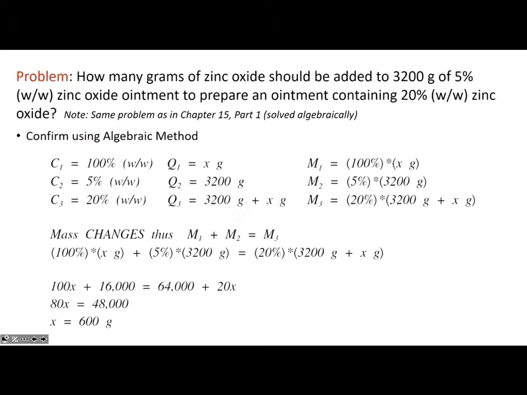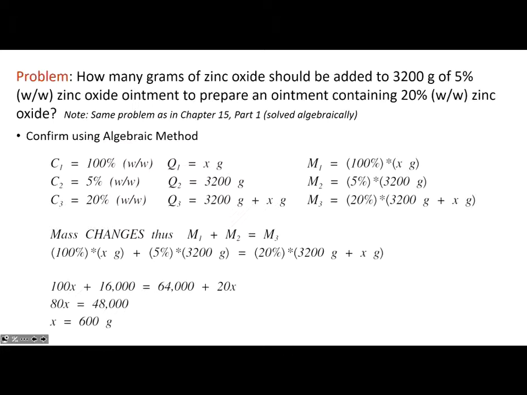Could you have done it this way? We took zinc oxide powder. We said that's 100%. So the concentration of the powder is 100%. The amount of zinc oxide to use, we didn't know. So X. So my C1 was 100%. My Q1 was X. So my mass 1 is what? 100% times X. What did we add that to? We added that to an ointment that had a concentration of 5%. So C2 was 5%. Q2, we were told was 3,200 grams. So I know I have 3,200 grams Q2 of a 5% ointment. That's C2. All right? So going back to mass 2, take your 5% times the 3,200.